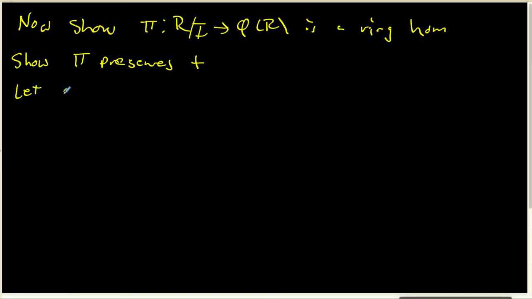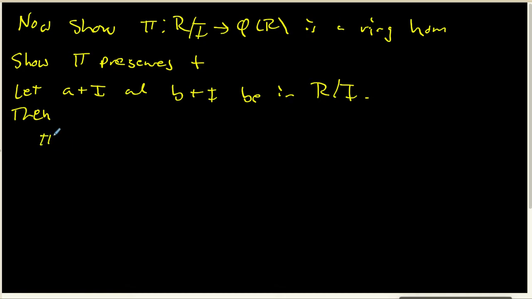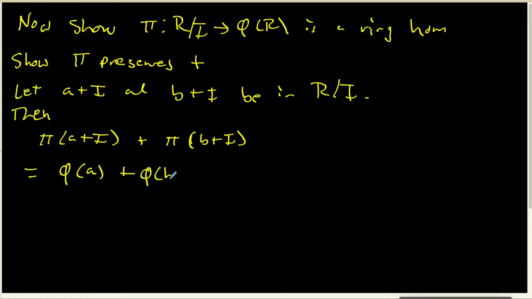Let's let A plus I and B plus I be any two elements of our quotient ring R mod I. Then we have the following set of calculations. Pi of A plus I plus pi of B plus I will be equal to phi of A plus phi of B by the definition of pi, the map from R mod I into phi of R.